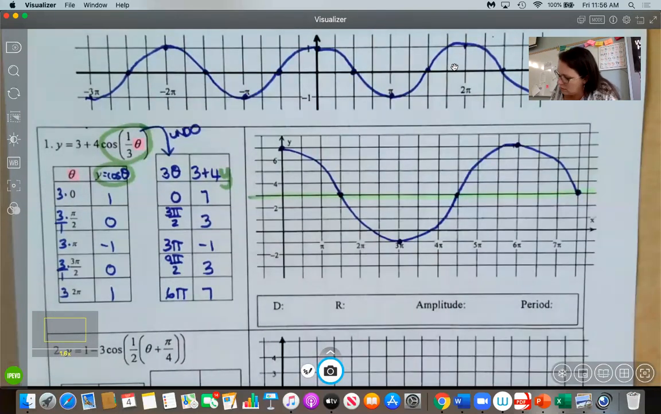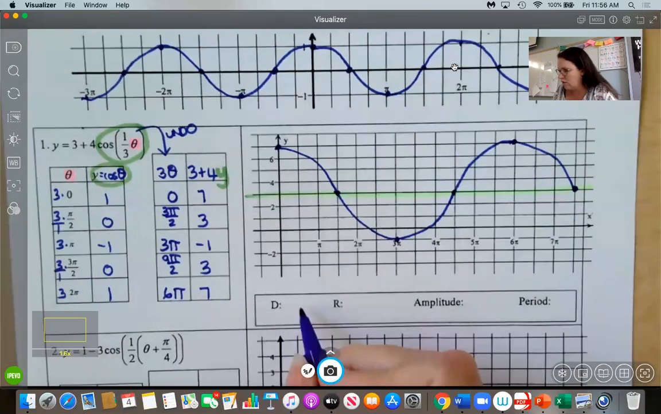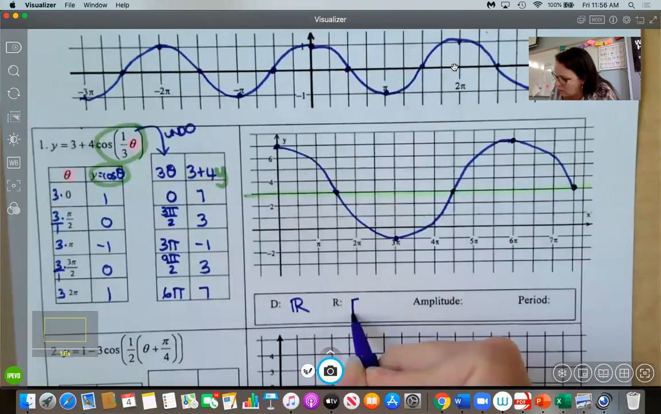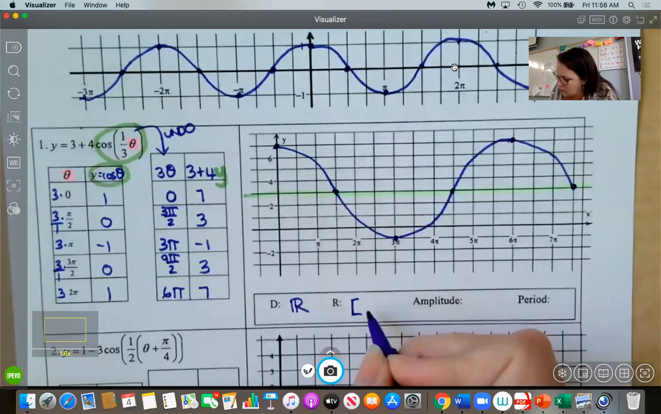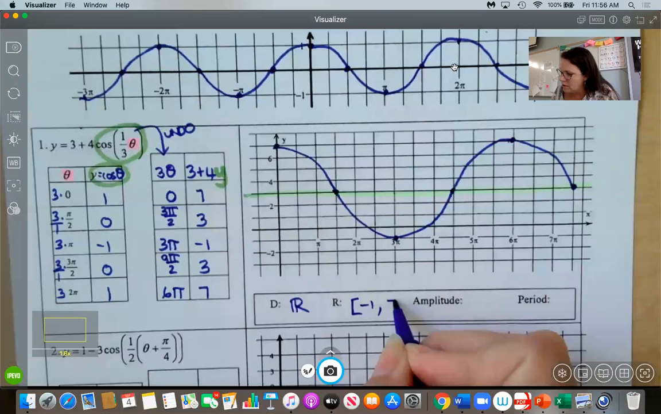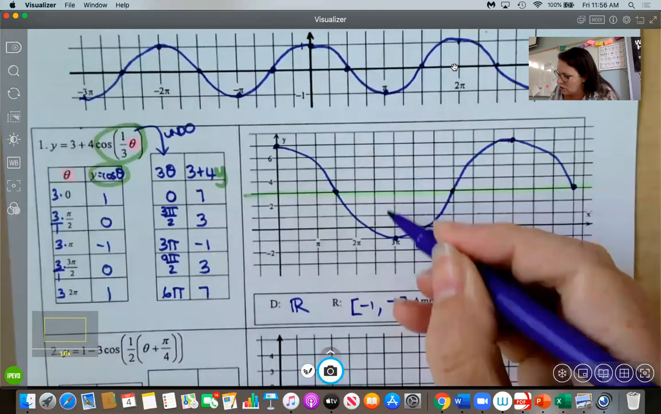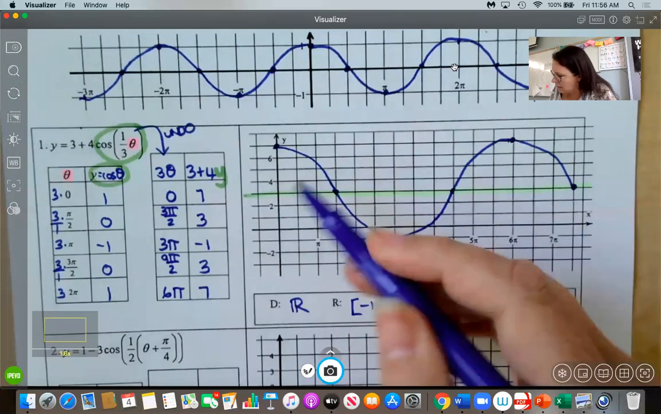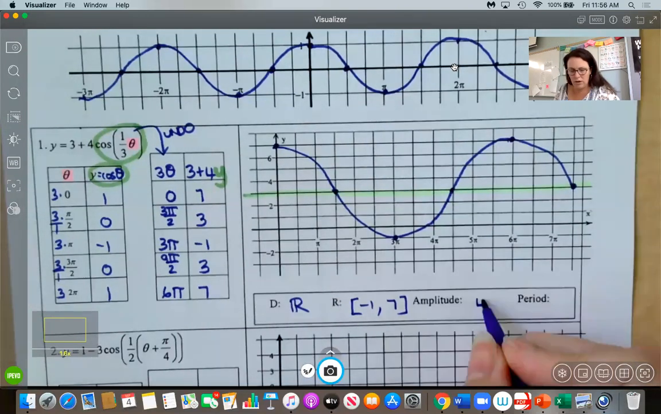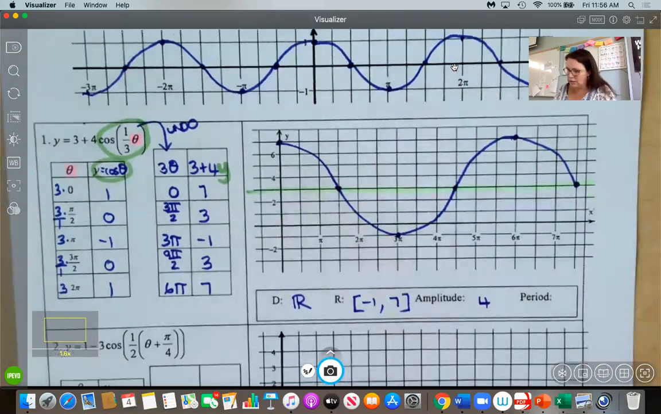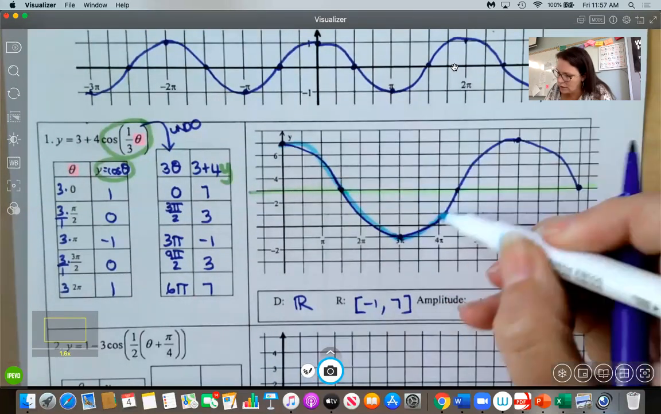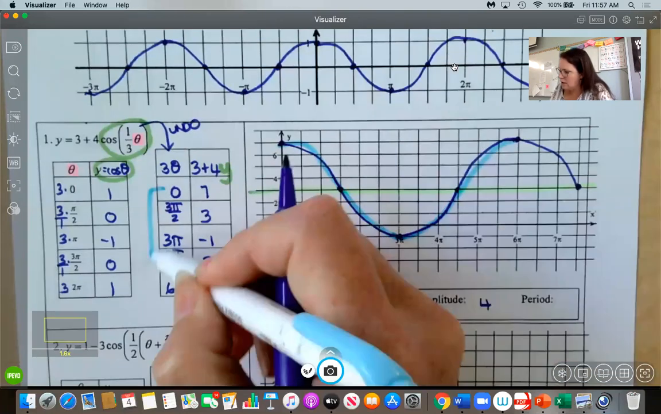The domain of this function, like every cosine function, will be all real numbers. The range, your lowest y value is -1. Your highest y value is 7. Your amplitude is the distance from the midline to your minimum value or from your midline up to your highest value, and that's going to be 4. And your period is how long it takes for one complete cycle, which is going to look like this. You can also get your period by looking at your table, and that is 6 pi.